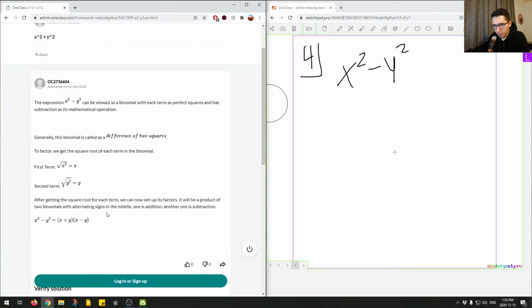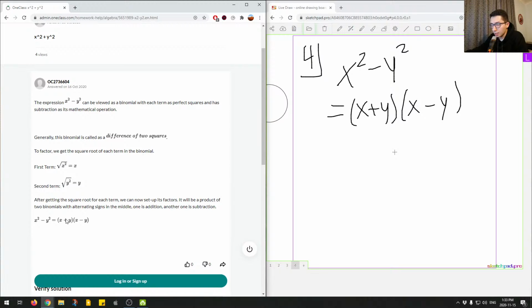So it'll be a product of two binomials with alternating signs in the middle. One is addition, one is subtraction, so as shown here. So this would be equivalent to x plus y and x minus y. You might be thinking, why is that the case?